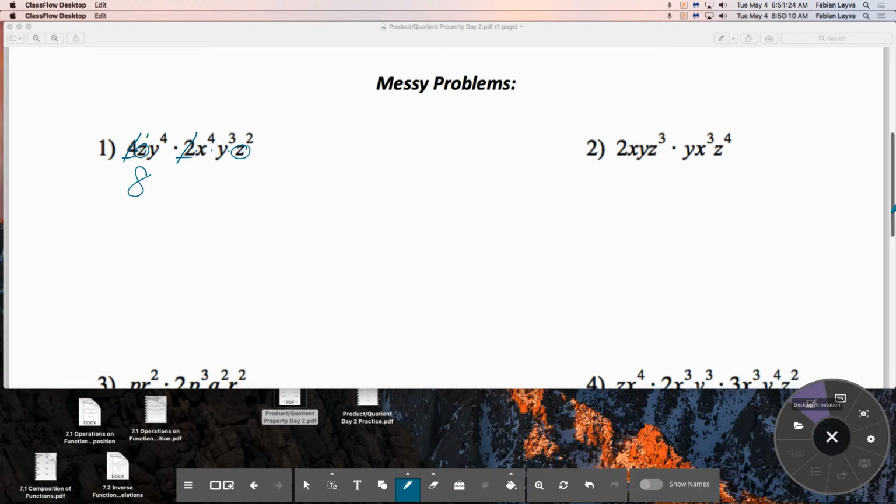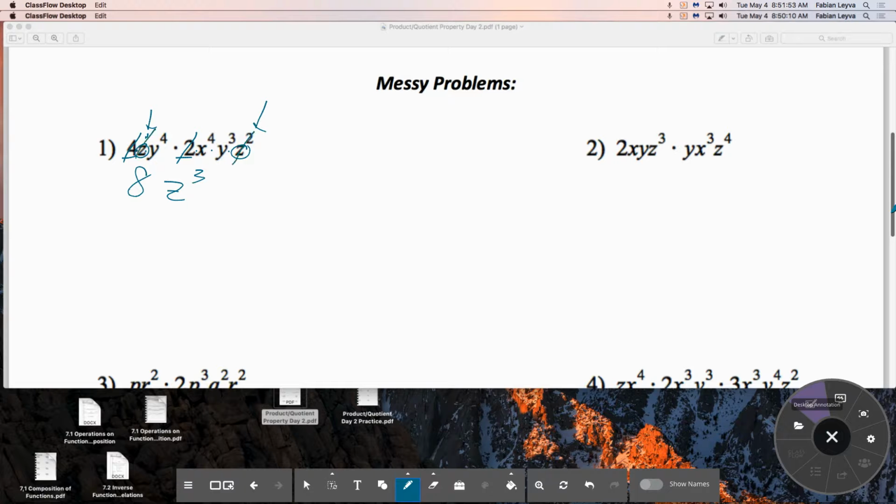Now remember that all these numbers, all these bases are just multiplying each other. If you multiply two like bases, your z stays the same. What do you do to its exponents? You add them, right? Just like before. Don't let the mess get in the way of what you already know. When you multiply two like bases, you add their exponents. This z had an exponent of 1. This one had an exponent of 2. So 1 plus 2 is a positive 3.